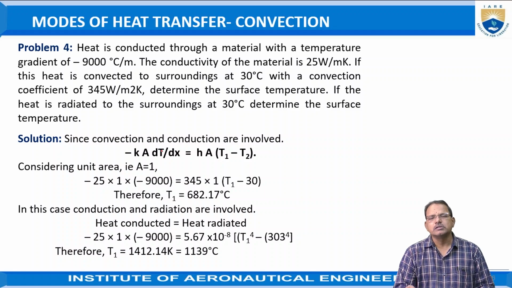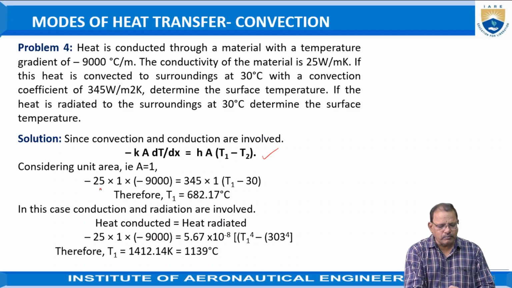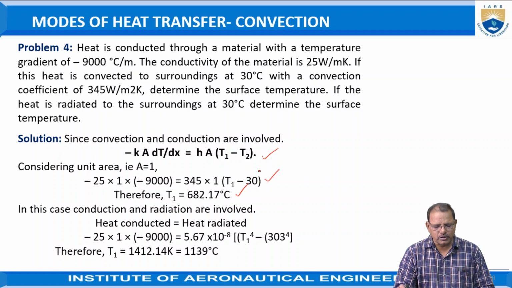Since convection is involved in this case, the amount of heat energy transferred by the conduction process should be equal to the amount of heat transferred through the convection process. By considering A = 1, we have −25 × 1 × (−900) = h = 345 × 1 × (T1 − 30). From this relation we got T1 = 682.17 degrees centigrade.